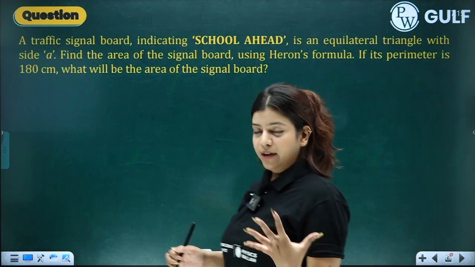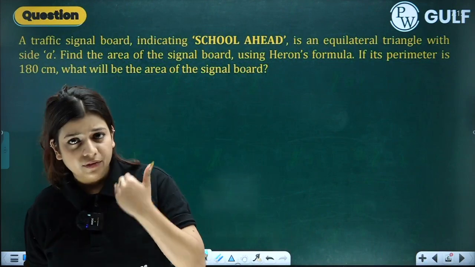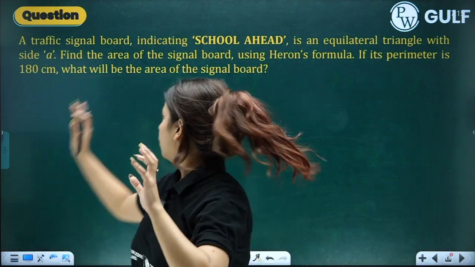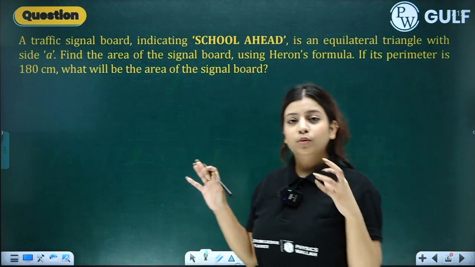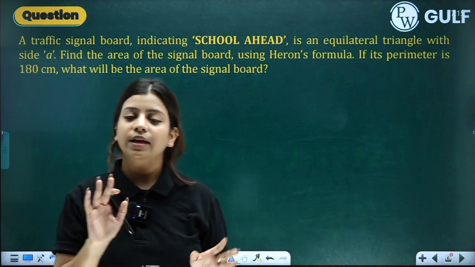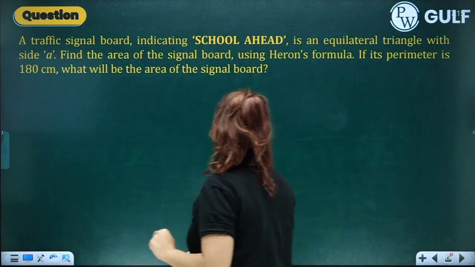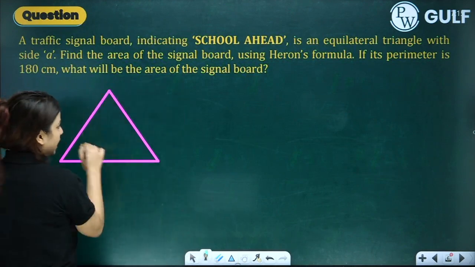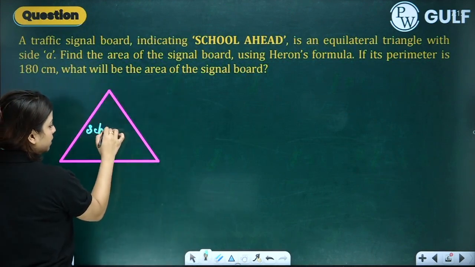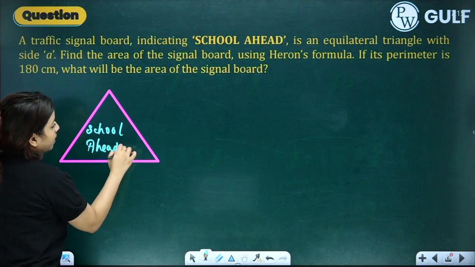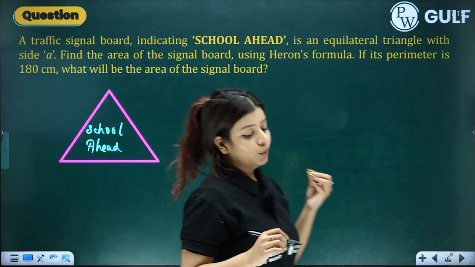So whenever we drive, or whenever we are sitting or traveling, we see certain boards like this, indicating signals like a U-turn, take left, or no U-turn, and so on, right? Similarly, there was a traffic signal board indicating school ahead, and it was written on this board: school ahead. And it is an equilateral triangle.